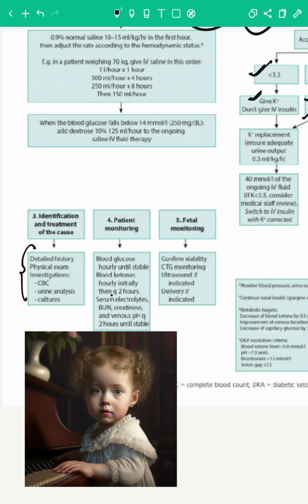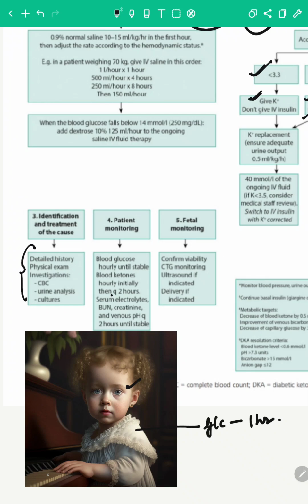Now, monitoring of the patient is very, very important. How do you monitor the blood glucose and the ketone levels? If you can see this beautiful, sugary, sweet girl, a single girl signifies that the sugars have to be monitored every 1 hour till it is stable.